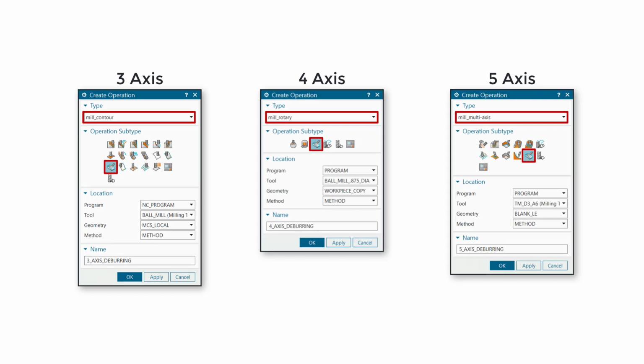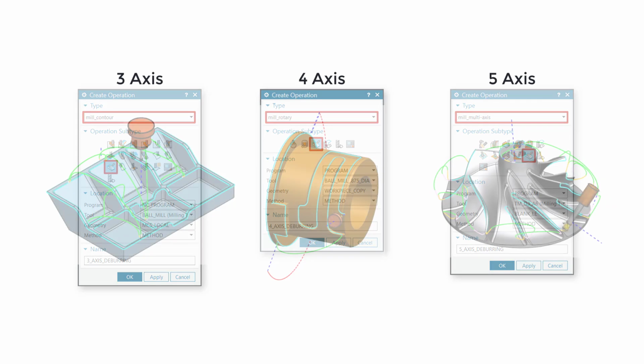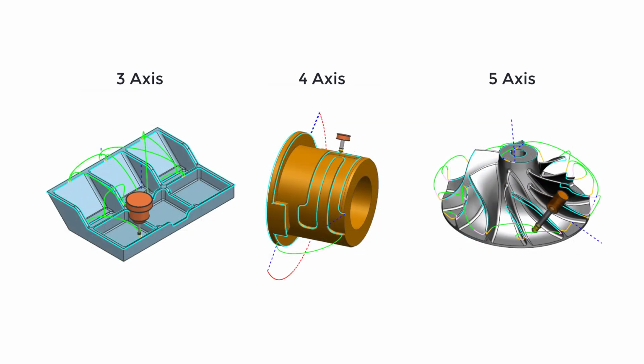Multi-axis deburring enables you to create 3, 4, and 5-axis edge deburring operations where chamfers and fillets are not modeled. It supports faster part programming by automatically detecting edges and tilting the tool axis based on user intent to provide safe and efficient tool paths. Multi-axis deburring supports ball and spherical tools.